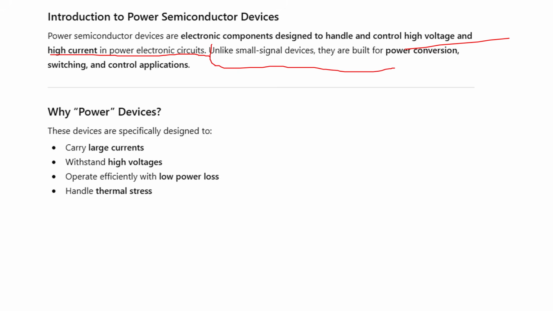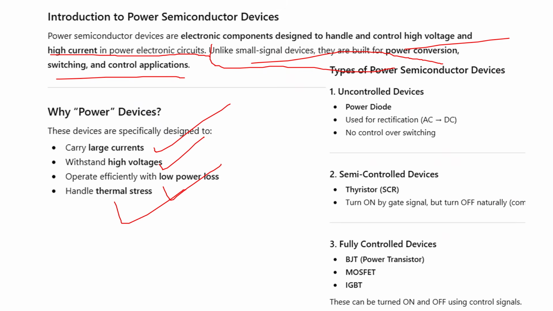Normally, small signal devices are built for signal applications, while power devices are built for power conversion, switching and control applications. So why a power device? Of course, for large current and large voltage. Power is equal to V into I. Another purpose is that it should always have low power loss, and it can hold on under thermal stress, meaning higher temperature.